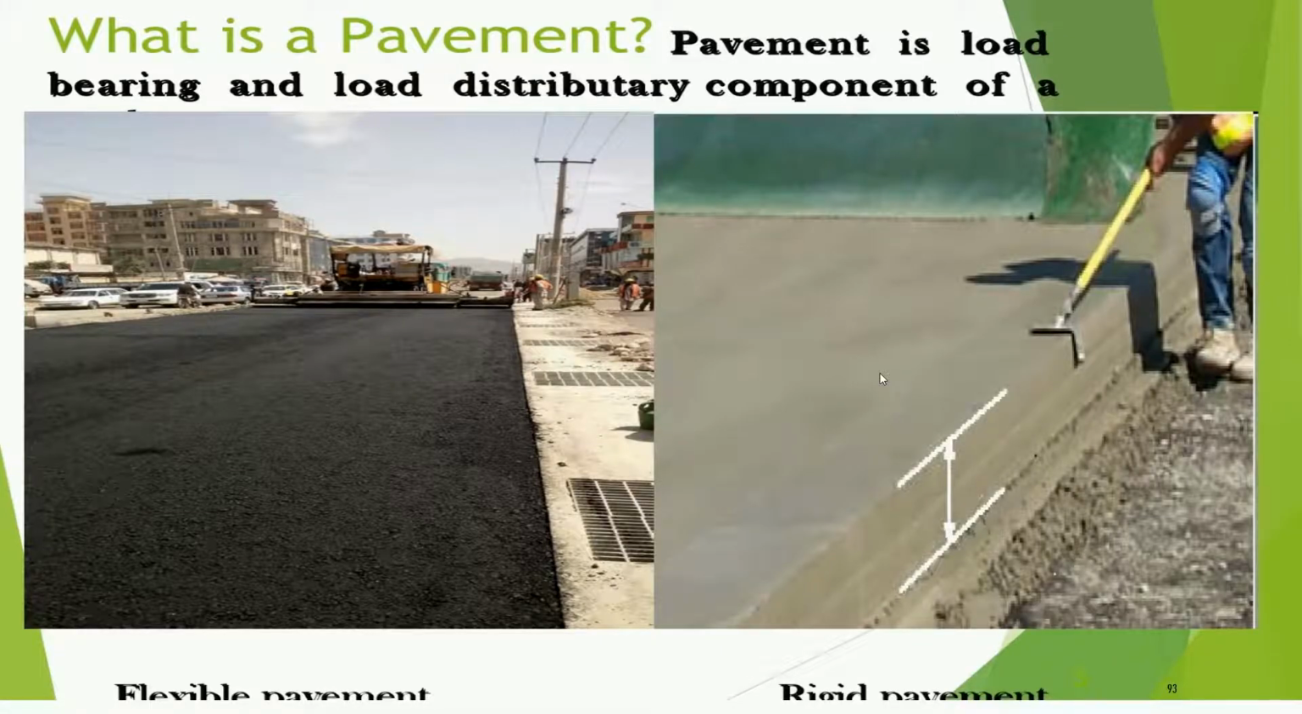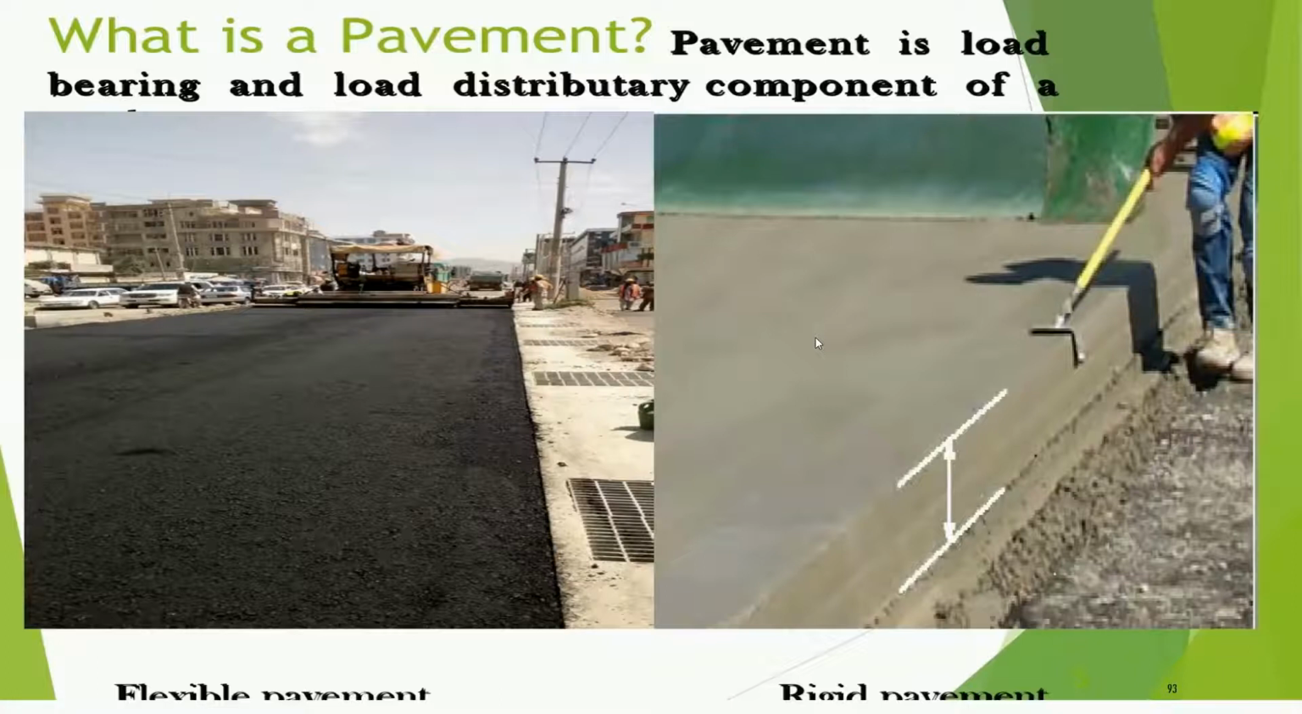Now there is the question of what is meant by pavement. Here you can see these two pictures, where on the left side the construction is going on for the flexible pavement, and on the right side the construction is going on for the rigid pavement.